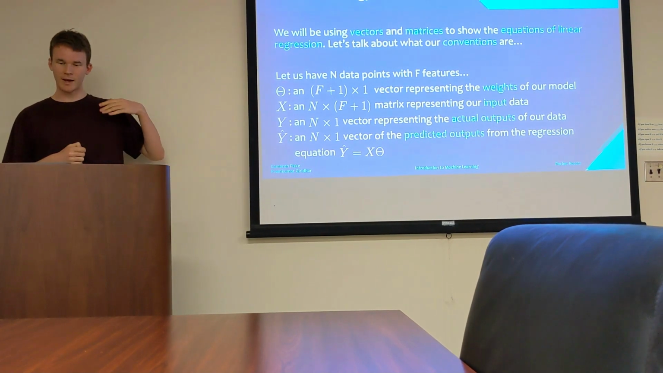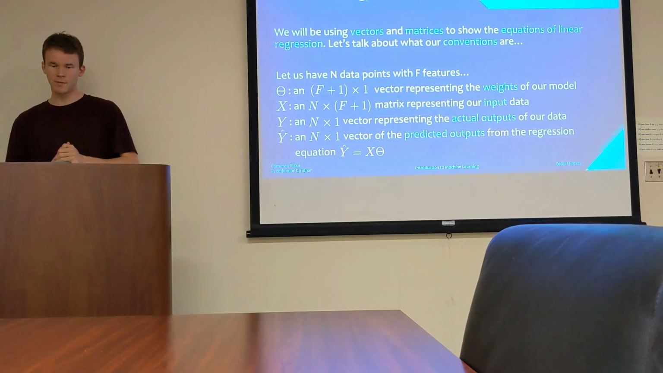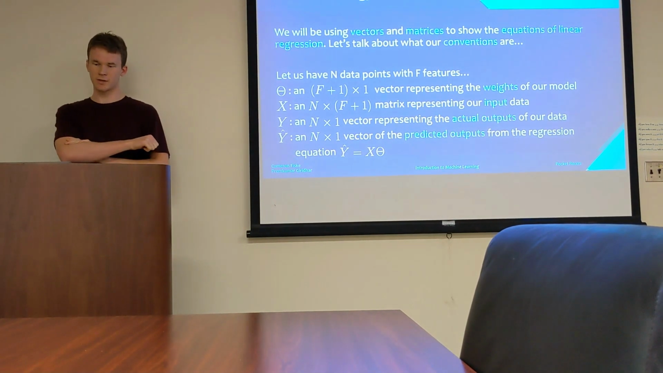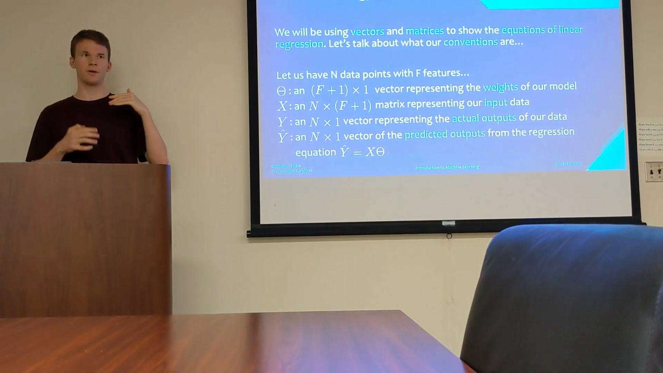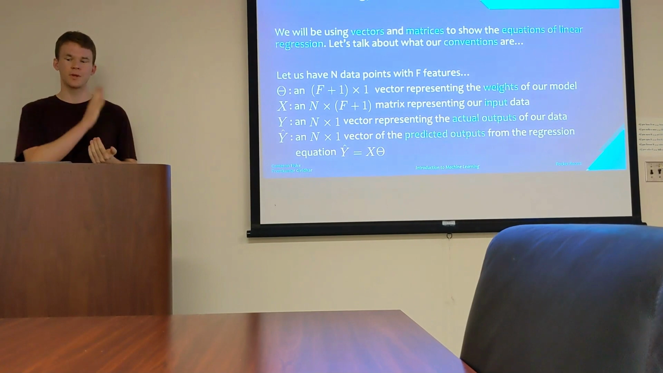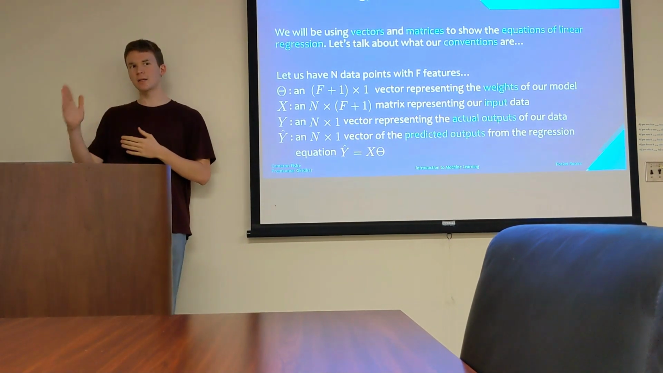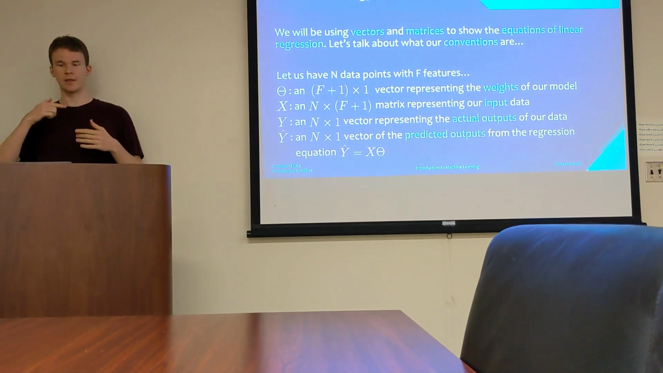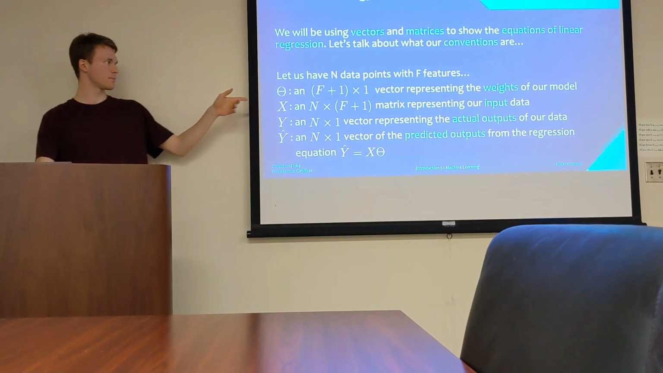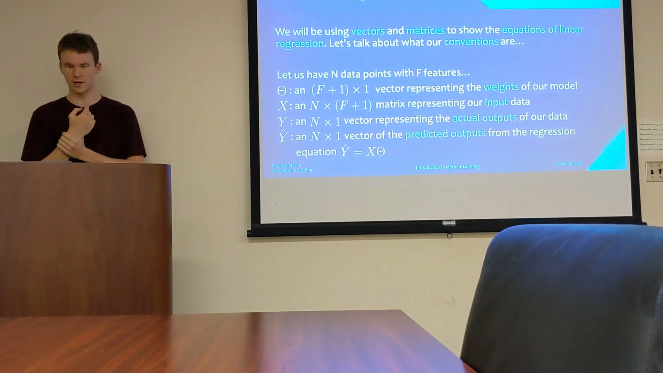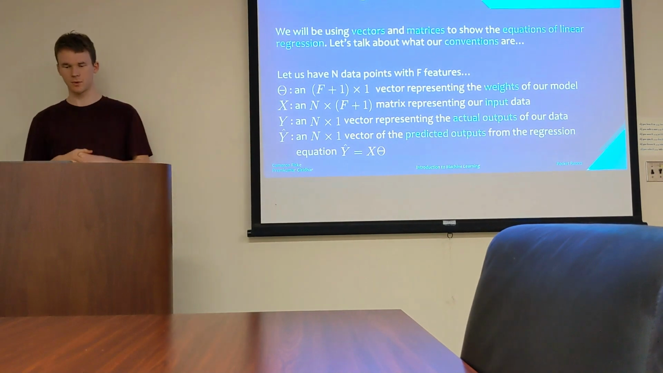All right. So x before was just one singular value. Now it's going to be an n by f plus 1 matrix. Every single row is going to be one data point, and every column is going to be one feature. You'll notice it's f plus 1. The last column is going to be a column of 1s, in order to multiply with the bias term from theta. We'll see this more clearly in a second, but right now x is n by f plus 1.